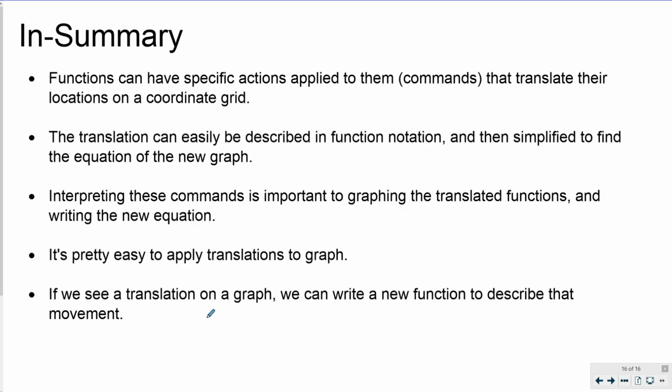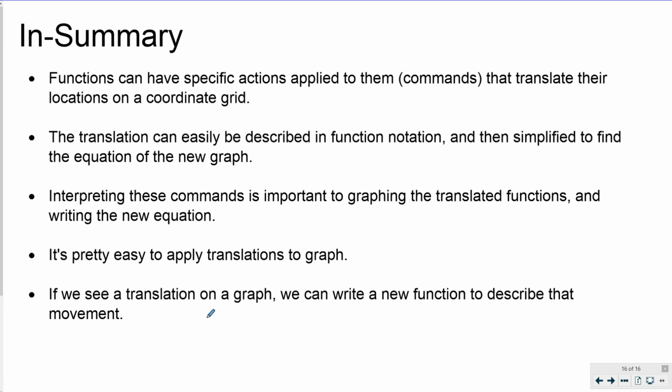And I know this was a long one, guys, but I appreciate you sticking in there with it. Functions can have specific actions applied to them, commands that translate their locations on a coordinate grid. The translation can easily be described in function notation and then simplified to find the new equation of the graph. Interpreting these commands is important to graphing the translated functions and writing the new equation. It is pretty easy to actually just apply the translations if you don't have to do any of the function equation work. Like, it's easy to move a graph left 2. It's easy to move a graph up 5. It's not a super complicated process.